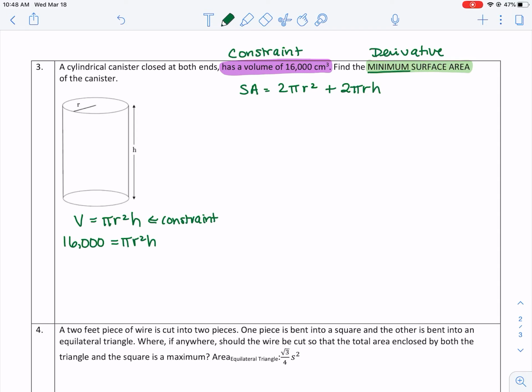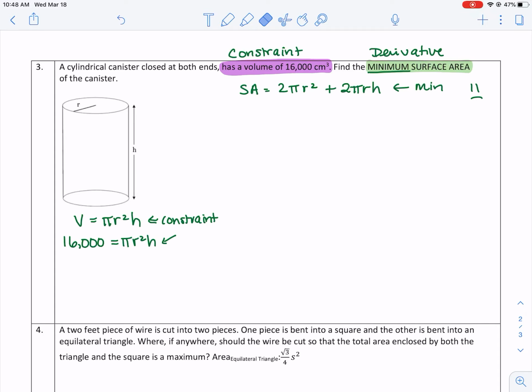Now, this is the one that we want to take the derivative of, the one we want to minimize, but there's a problem because it is in terms of two variables right now. That makes me a little bit sad. So here's what we're going to do. We're going to take the constraint, and we're going to solve that constraint for one of the variables.